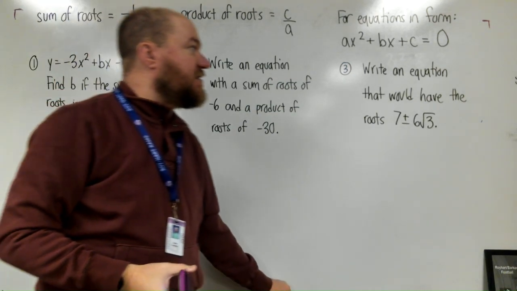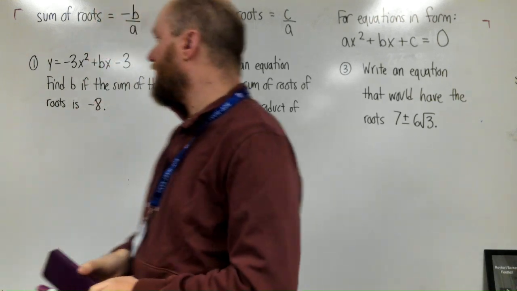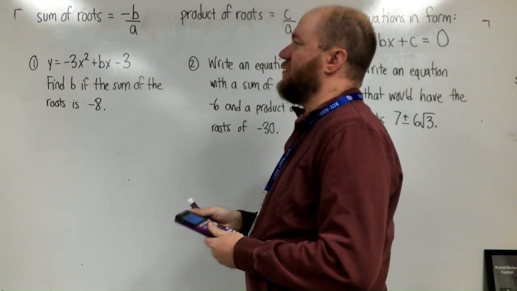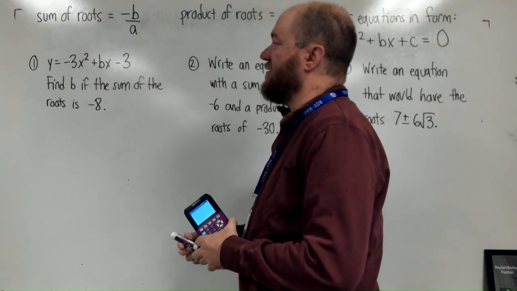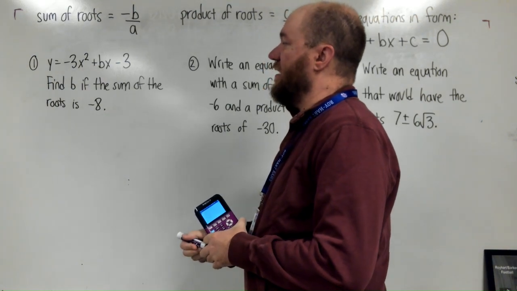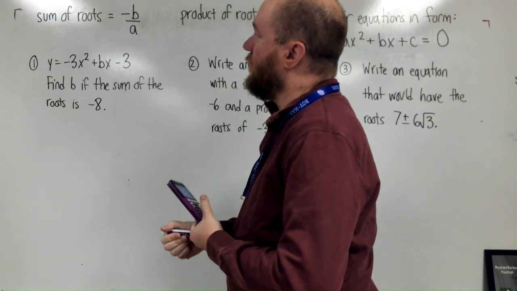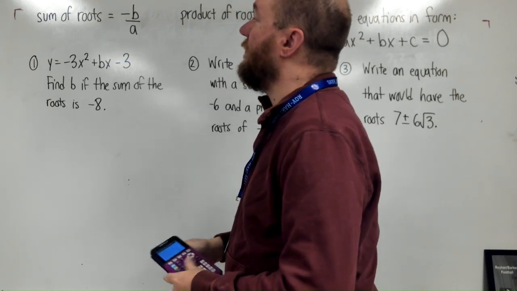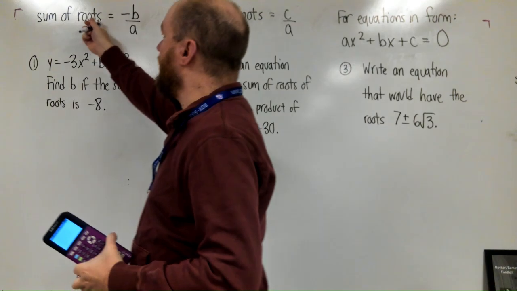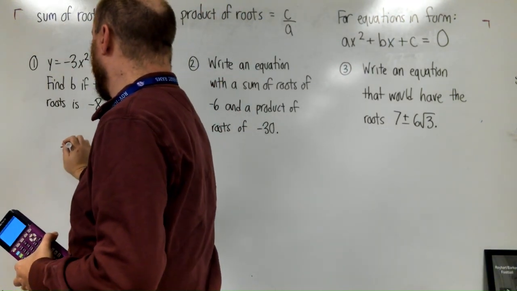So first example says y equals negative 3x squared plus bx minus 3. Find b if the sum of the roots is negative 8. So we're going to use that formula. We know the sum of the roots is negative 8. So instead of writing sum of the roots, I'm going to write negative 8.